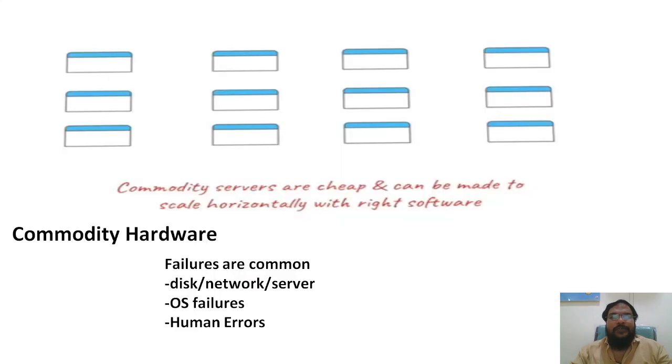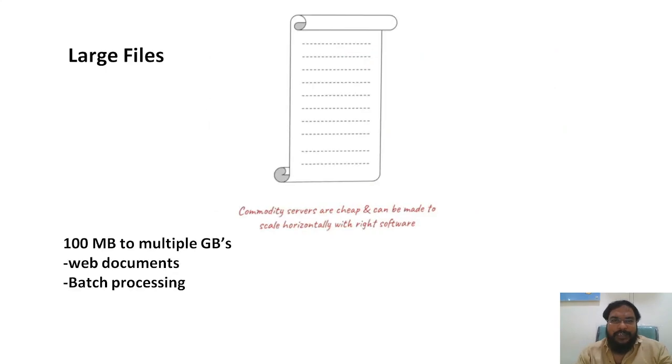So Google will be using commodity servers, and these commodity servers are cheap and can be made to scale horizontally. That is, we can add any number of systems to a particular cluster. And there are certain risks in using these commodity servers also. Sometimes the network or the servers may fail. Sometimes operating systems may fail. So we cannot predict when our servers will go off and when the server works perfectly.